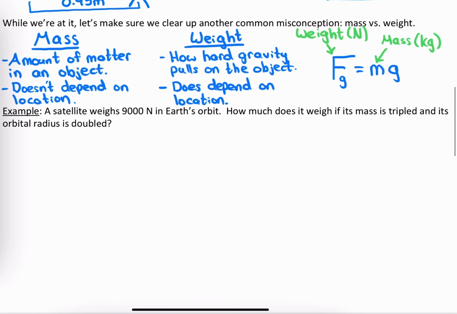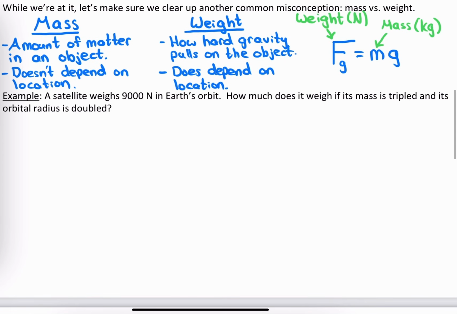All right, so let's look at a question here. A satellite weighs 9,000 newtons in orbit. Okay, it weighs that. So that's its weight. That's the force of gravity acting on the satellite. How much does it weigh if its mass is tripled and its orbital radius is doubled?